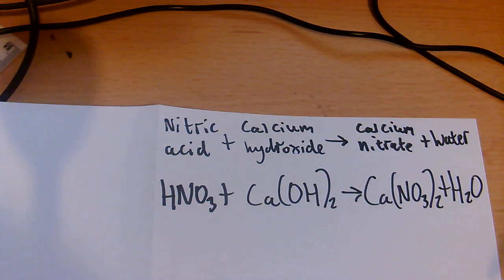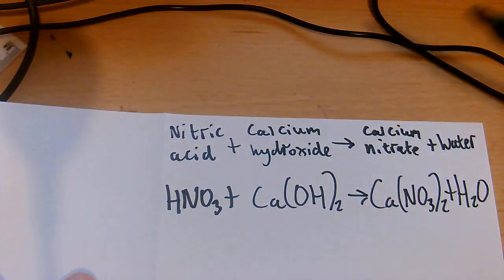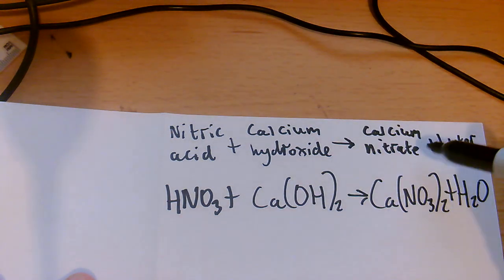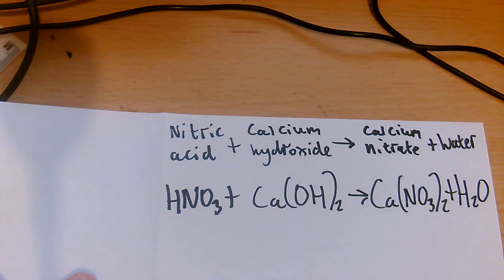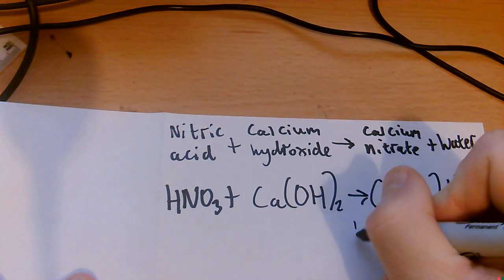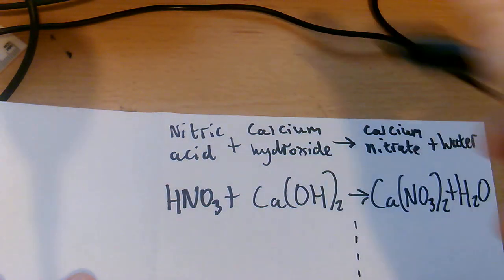So we're going to balance an equation between nitric acid reacting with calcium hydroxide. It will produce calcium nitrate plus water. And then here's the symbol. So step 1, divide the reactant and the product. Step 2, we're going to list the atoms.